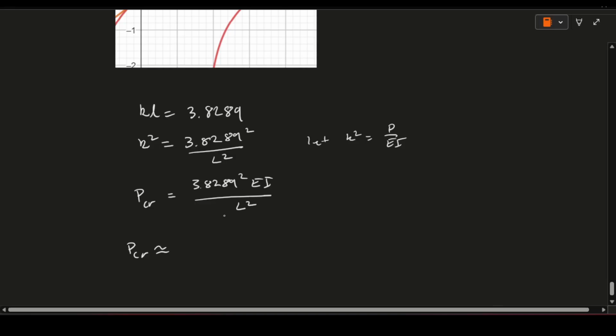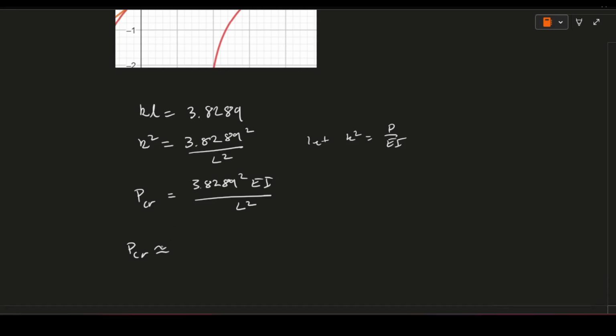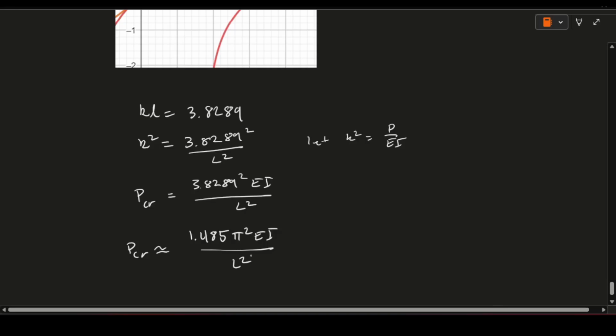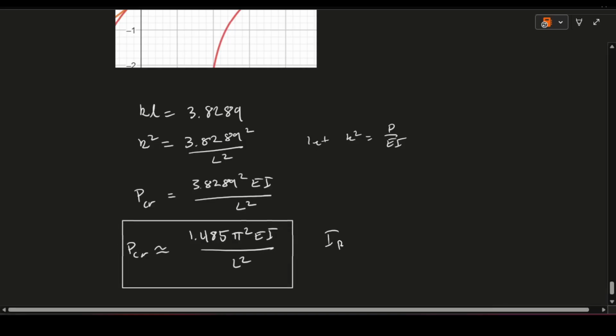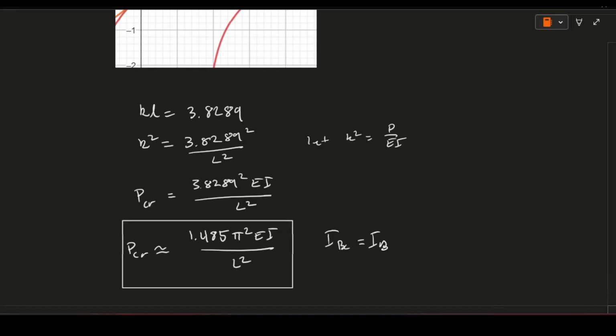And again, factor out pi squared. And I get the critical load is then equal to 1.485, if I'm not mistaken, 1.485 pi squared EI over L squared. That was IBC equal to IBA.